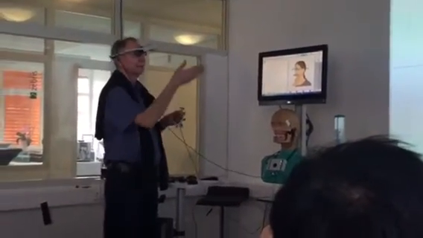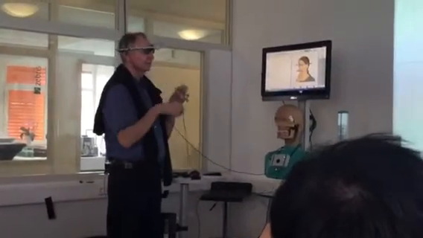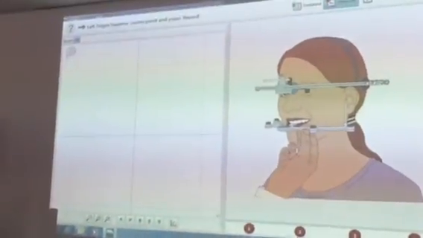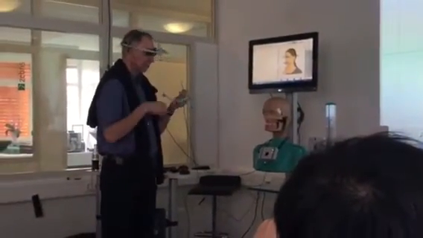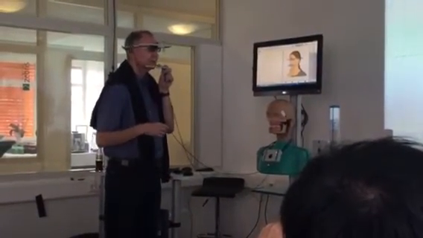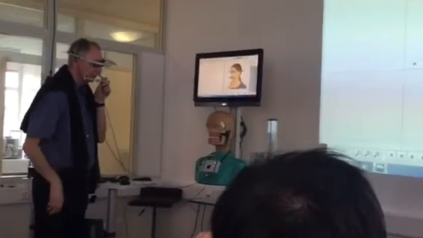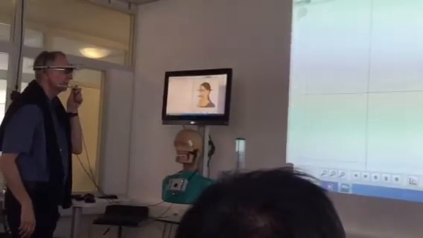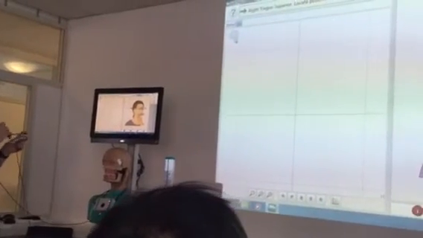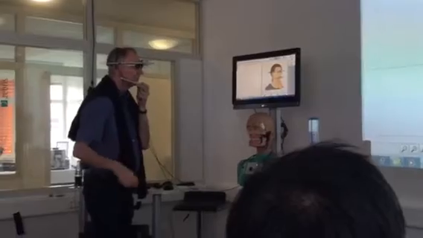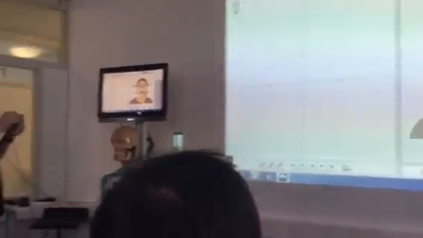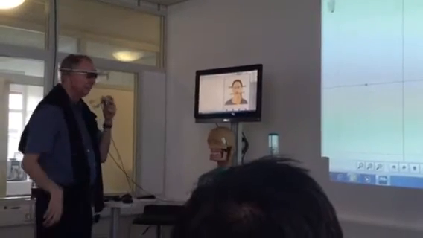So the software guides me through. So now left tragus superior, I take this pointer, put it to my tragus superior point and make the measurement. On the other side. Then this is the orbital point, it is the deepest bony point of the eye.